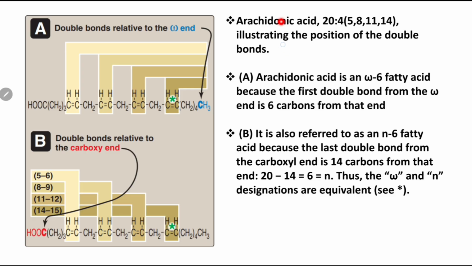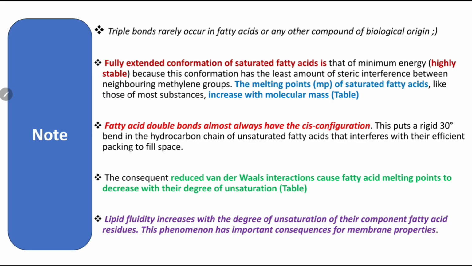Arachidonic acid. Again, this is showing arachidonic acid. Right? It is an omega 6 fatty acid, because the first double bond from omega is 6 carbons from that end, also referred to as n-6, right? We saw that omega and n are equivalent.